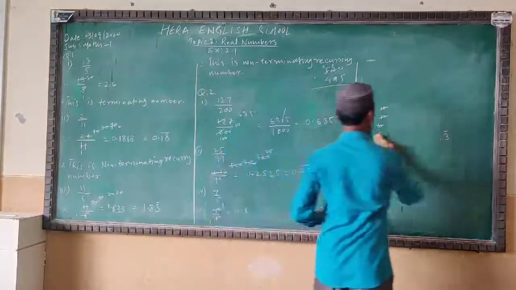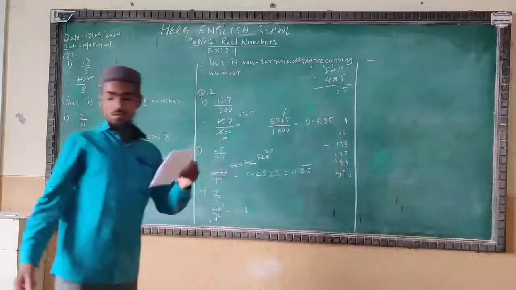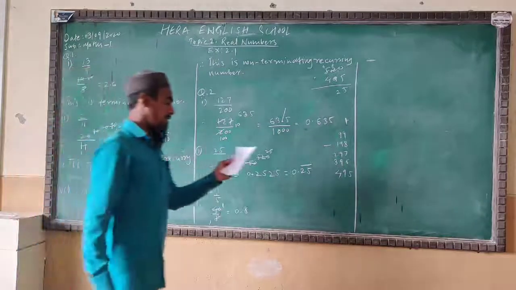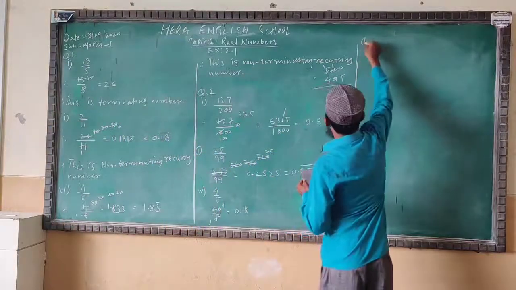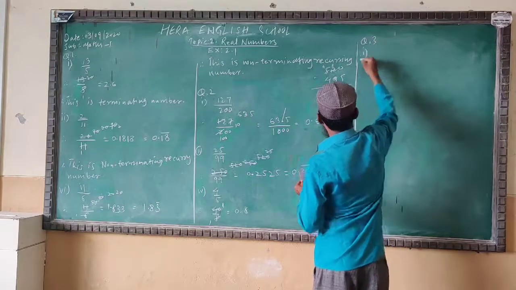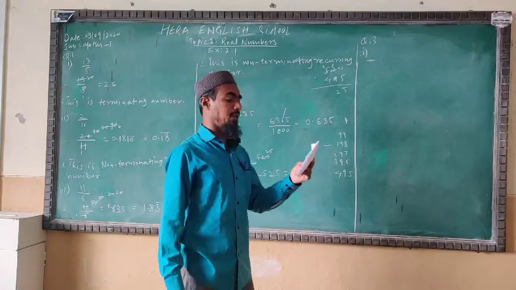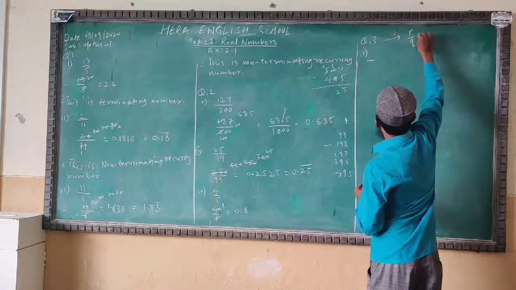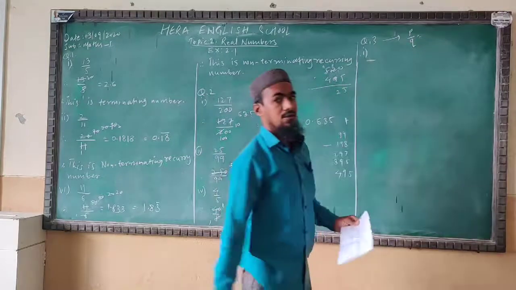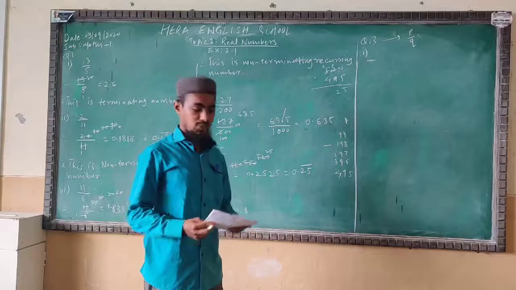The remaining question you will try yourself, inshallah. Okay, now question number 3. We have to write the following rational numbers in p upon q form. P upon q form means the number is given in decimal form, and we have to convert it into fractional form.